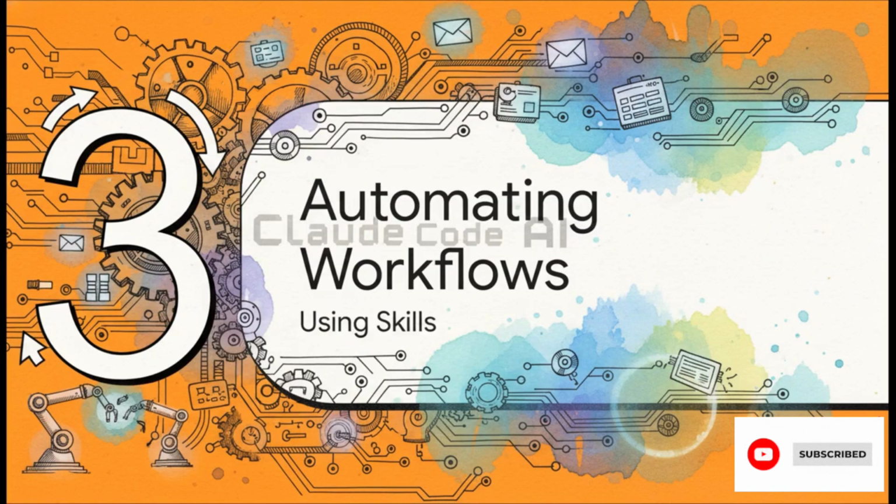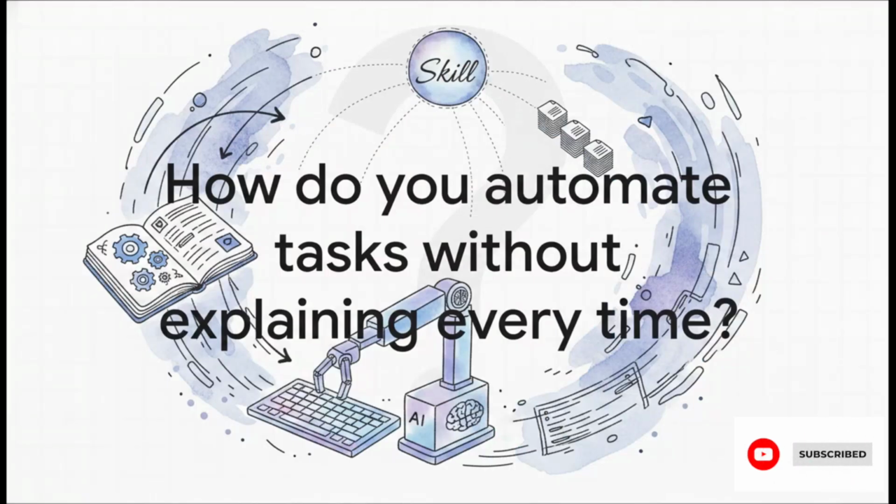Section 3. Automating workflows with skills. Okay, so now that your AI is fully onboarded and knows who you are, how do we actually transition to executing repeatable daily operations? The really vital question here becomes, how do you automate tasks without having to type out some massive, complicated prompt explaining the process over and over and over again? Well, the solution is a super cool feature called skills. You can basically think of a skill as a standard operating procedure, an SOP, but for your AI.